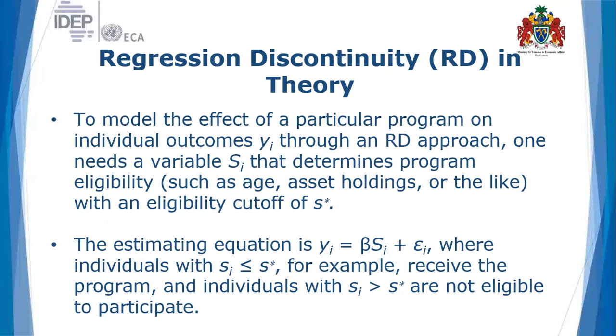So the estimating equation, therefore, is Yi equals beta Si plus the error term Ai, where individuals with an observation less than or equal to the cutoff point will receive the program, or they will participate in the program. They are eligible. Whereas individuals whose observation is above the cutoff point or threshold S star are not eligible to participate.